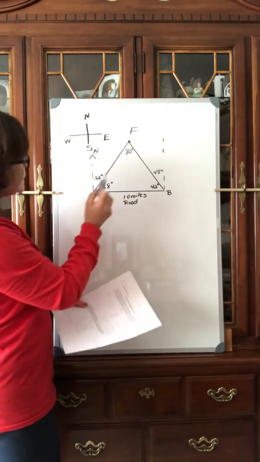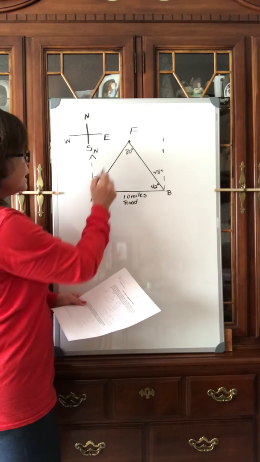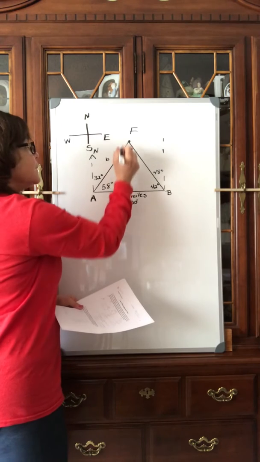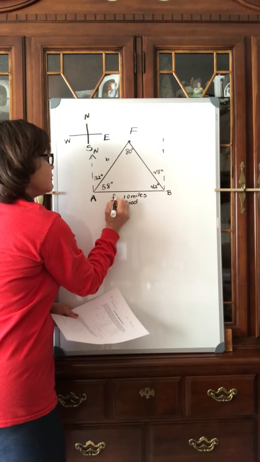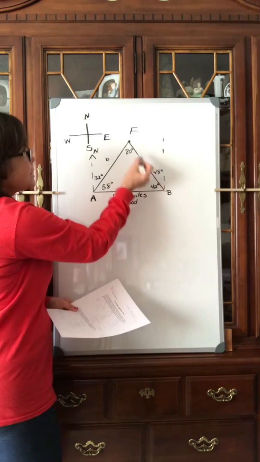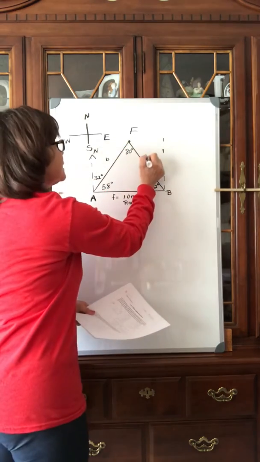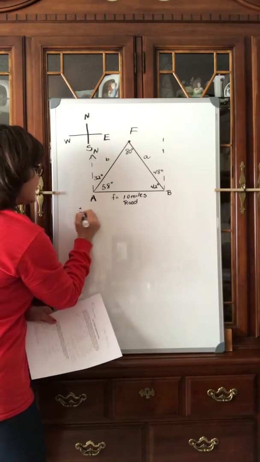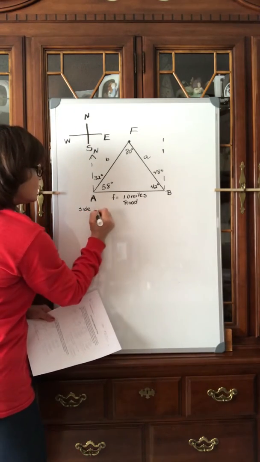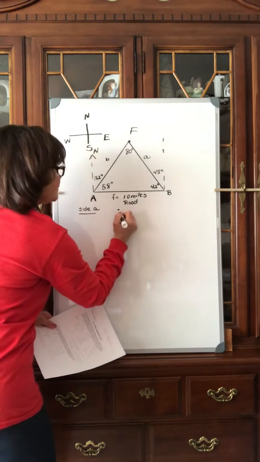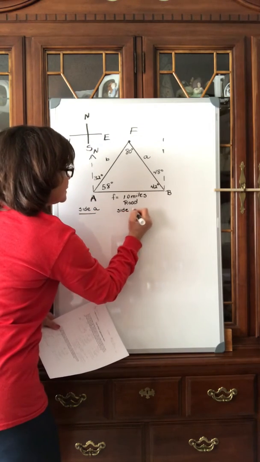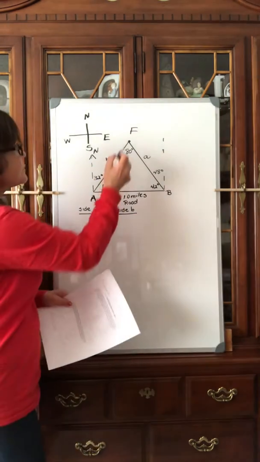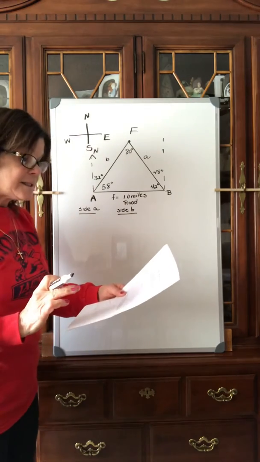So to find from observation point A to the fire, that would be side b, lowercase b. The road would be lowercase f. From point B to the fire would be lowercase a. So we have to find two sides of our triangle. We have to find side a. We have to find side b. And after we find side b, we have to find the shortest distance from the fire to the road. So we'll get back to that in just a second.